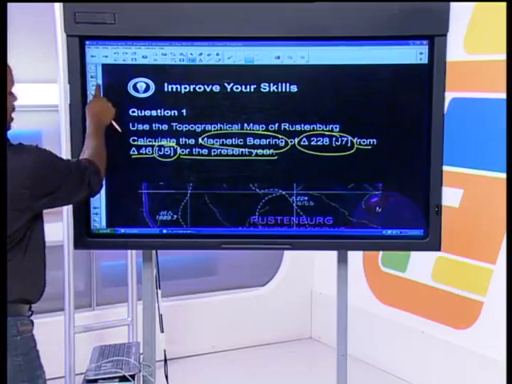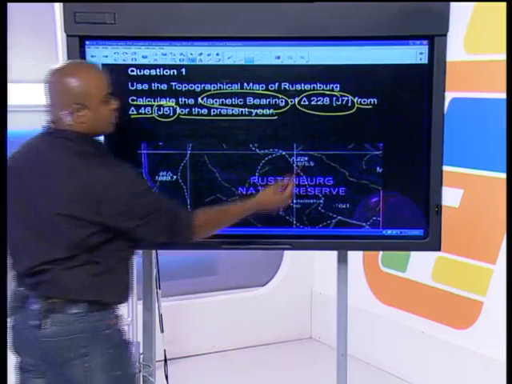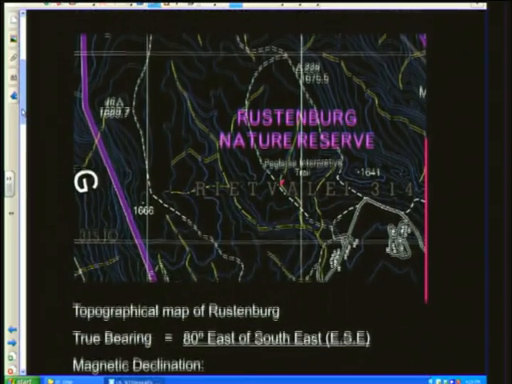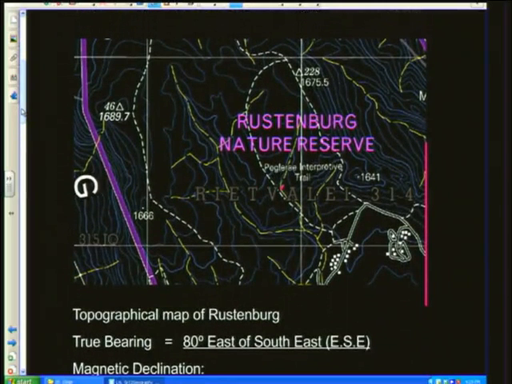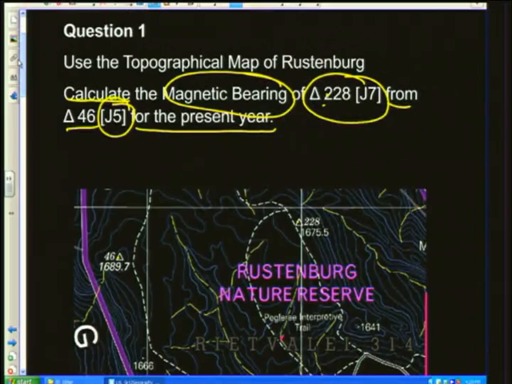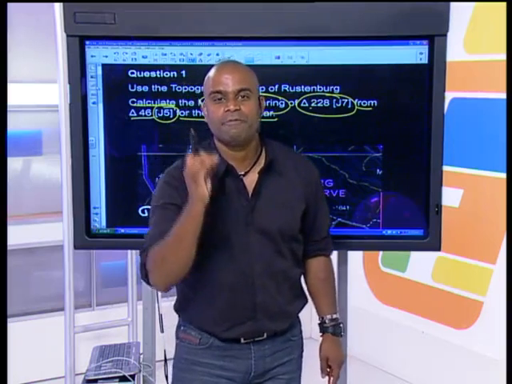Let's go back to the screen. So, we have the following. Trig beacon 228 in block J7 and trig beacon 46 in block J5. What I've done for you is prepared a screen of this particular section of the map. Let's look at our 2 points. Note the following. There's our trig beacon 228 and there's our trig beacon 46. When you analyze this particular type of question, you have to focus on the from point.